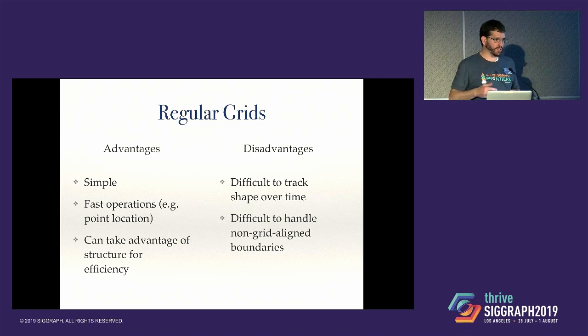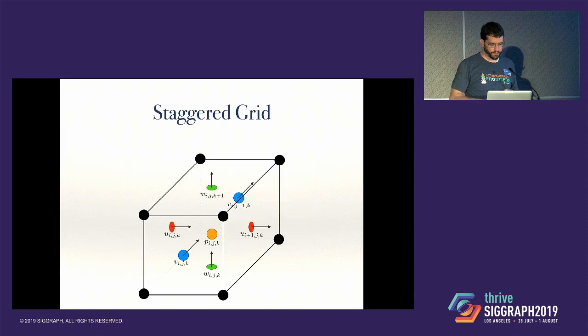One of the disadvantages is that it's hard to track things over time. As something moves through the grid, you end up resampling it a whole bunch, and you can end up averaging and smoothing whatever your signal is. It's also difficult to handle non-grid aligned boundaries. If you have some regular grid and you have something passing right through the center diagonally, it's hard to handle that sort of boundary condition.